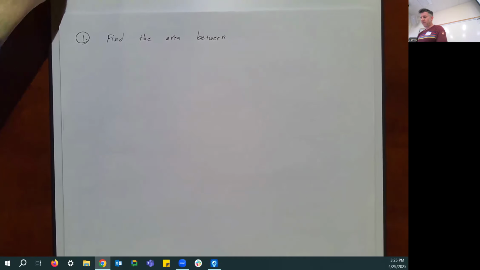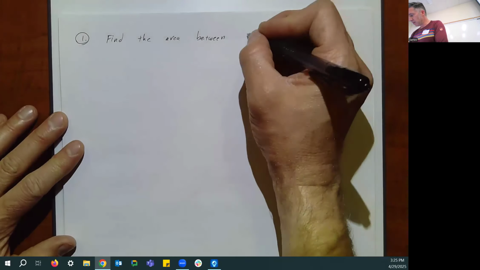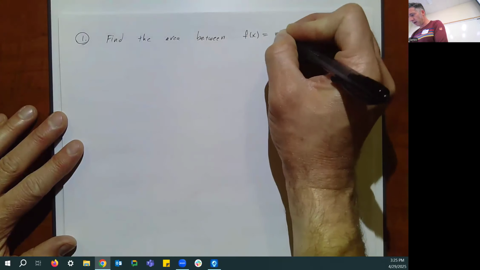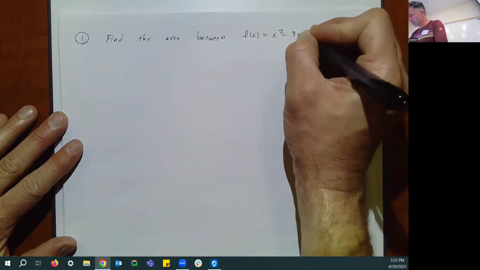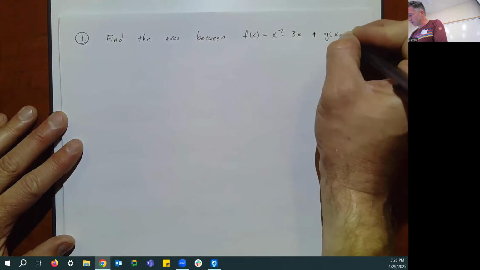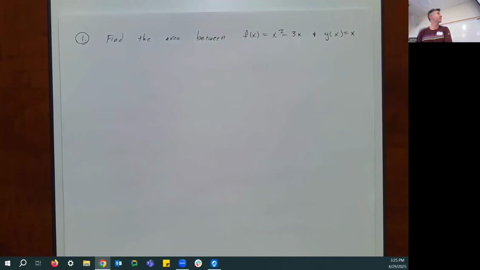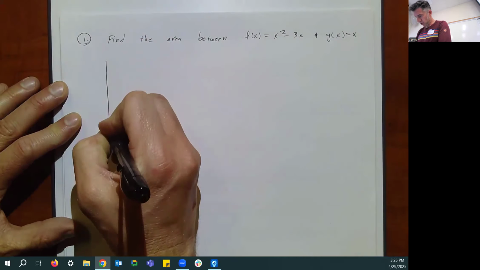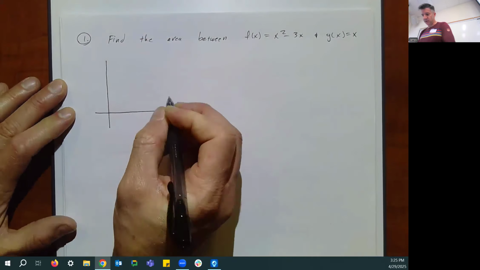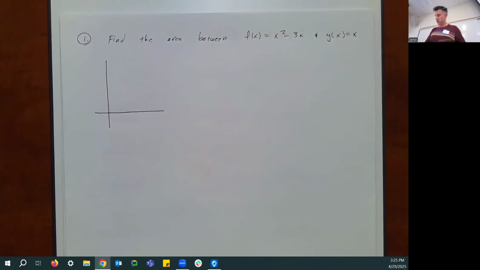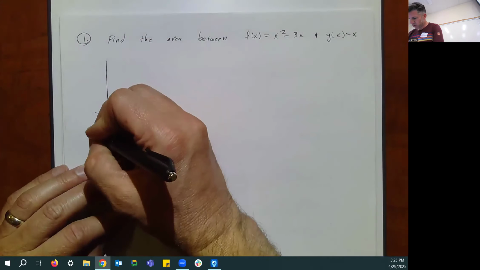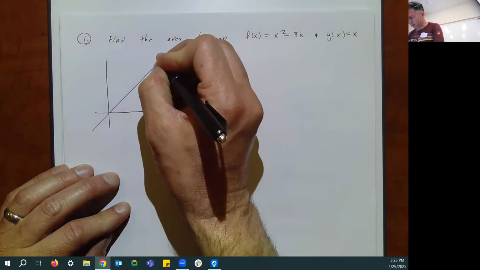Okay. Find the area between f of x equal to x squared minus 3x and g of x equal to x. And normally you wouldn't necessarily draw the region, I'm going to this time. g of x equal to x is pretty straightforward to draw. It's just your usual line through the origin like that.